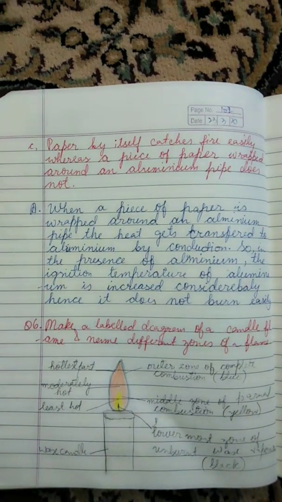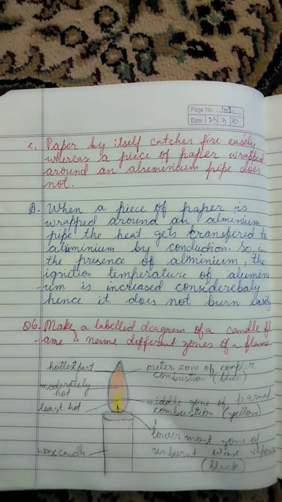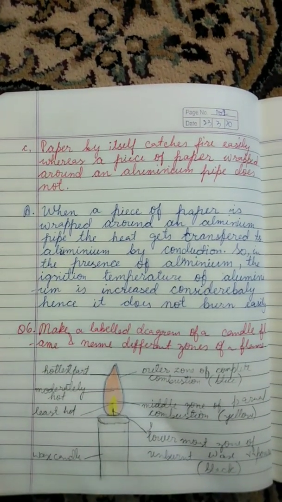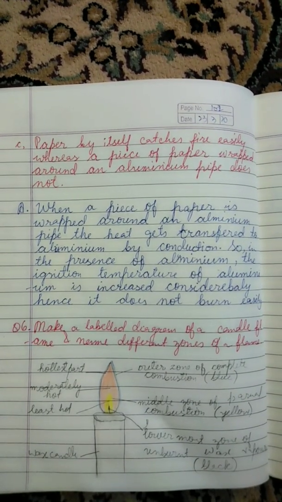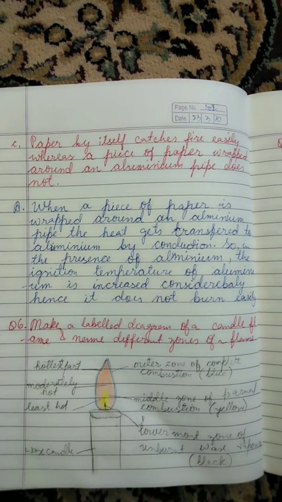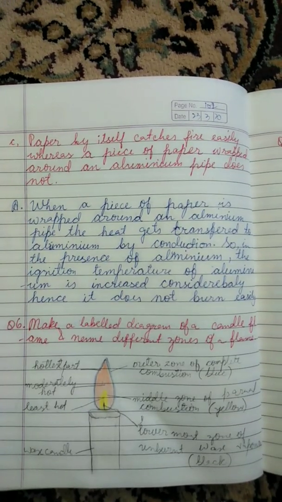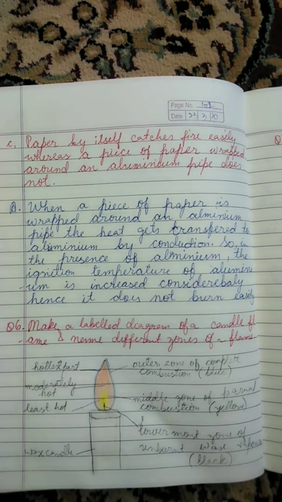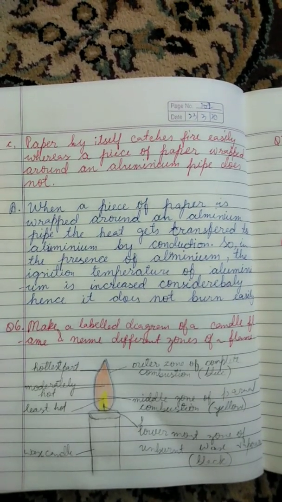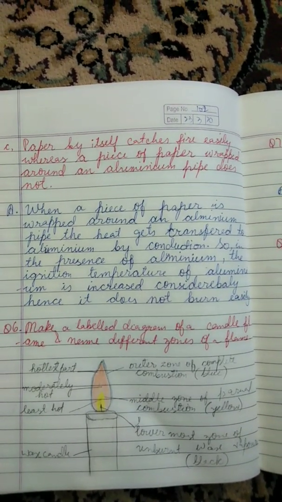C part. Paper by itself catches fire easily, whereas a piece of paper wrapped around an aluminum pipe does not. Answer. When a piece of paper is wrapped around an aluminum pipe, the heat gets transferred to aluminum by conduction. So, in the presence of aluminum, the ignition temperature of the paper is increased considerably, hence it does not burn easily.